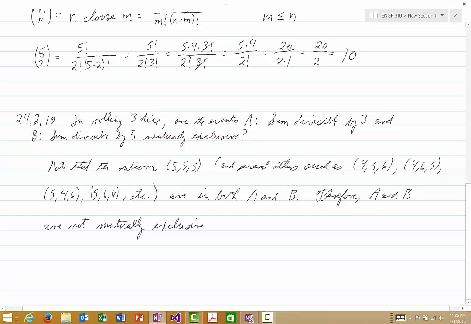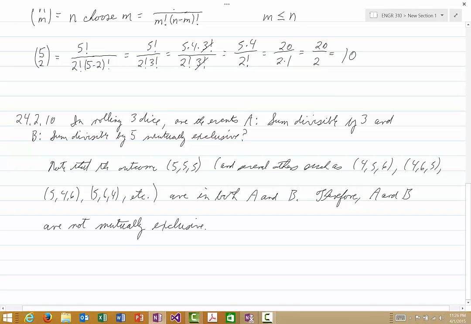The only way that A and B would be mutually exclusive would be if the event A and the event B had no outcomes in common. But there are several outcomes that are in common to the event A and the event B, and therefore these are not mutually exclusive.